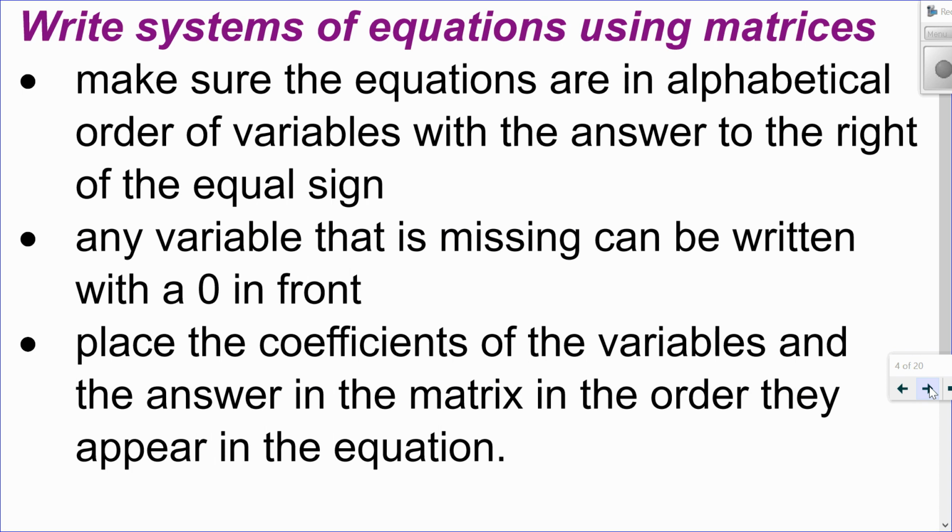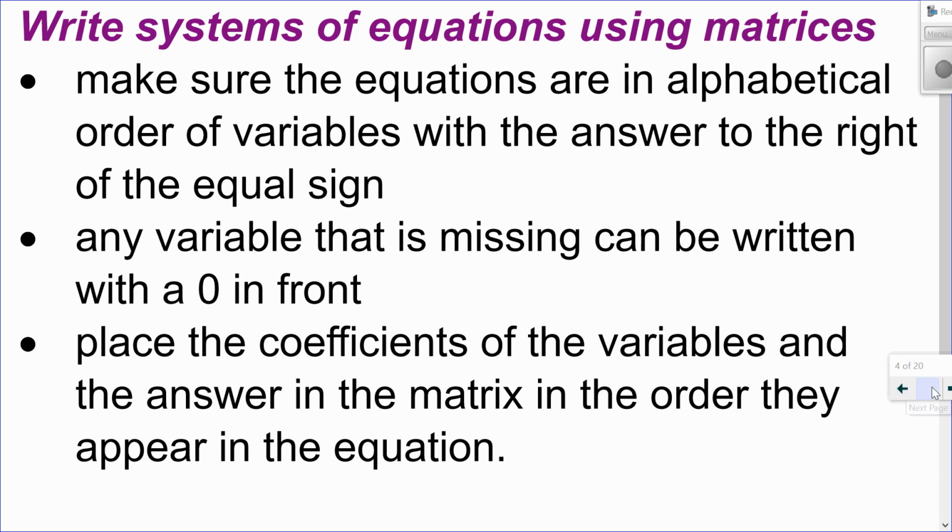Now, what we want to do is take our system of equations and write them in a matrix so that we can use them. So first thing I want to do is make sure that all my equations are in alphabetical order of variables. So A, B, C, or X, Y, Z, D, E, F, etc. And I always want the answer on the right-hand side of the equal sign. Any variable that is missing, we're going to write that with a 0 in front, and then we're going to place the coefficients of the variables and the answer into the matrix in the order they appear in the equation.